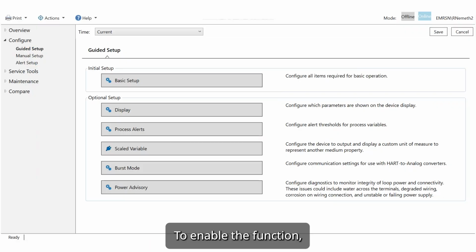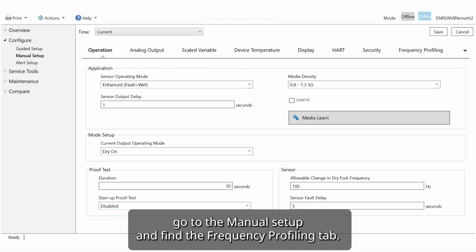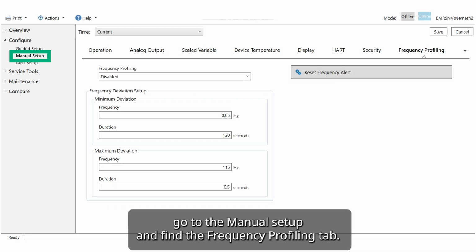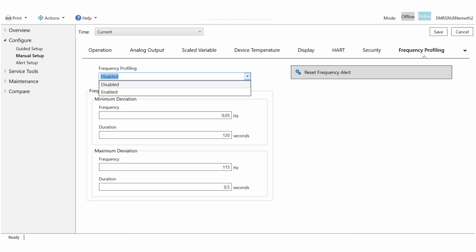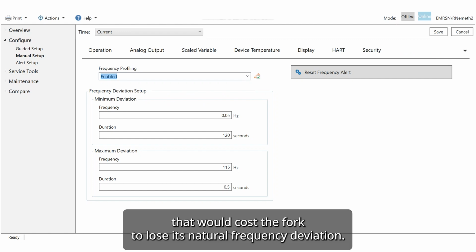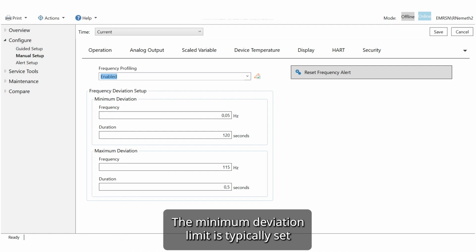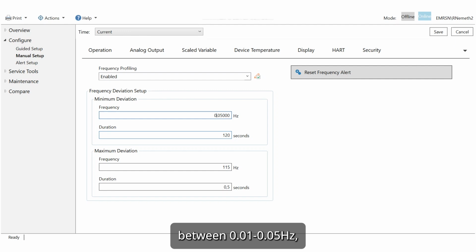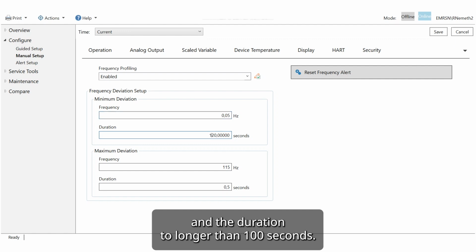To enable the function, go to the manual setup and find the frequency profiling tab. The minimum deviation and duration are set to indicate potential hardware failures that would cause the fork to lose its natural frequency deviation. The minimum deviation limit is typically set between 0.01 and 0.05 Hz, and the duration to longer than 100 seconds.